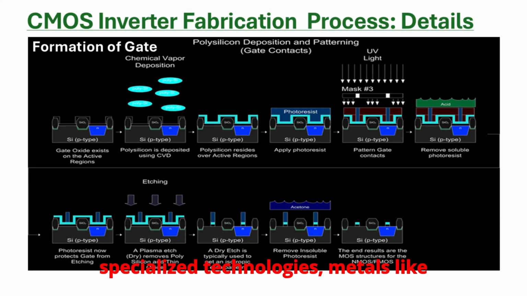In some older or specialized technologies, metals like aluminum were directly used as gate material. However, polysilicon is generally preferred because it can withstand the high-temperature steps that come later in the fabrication process. In modern processes, you may also see polysilicon replaced or combined with metal gates to reduce resistance.